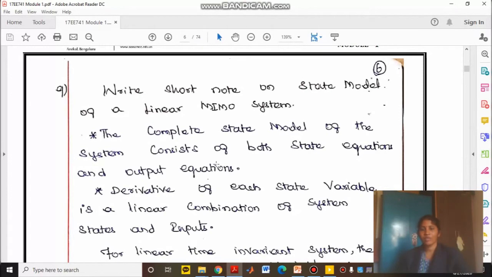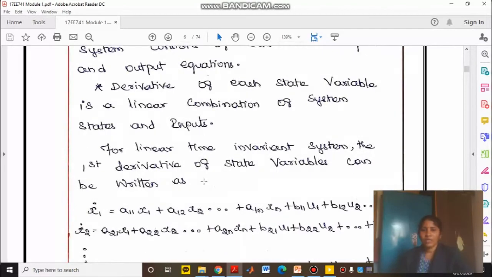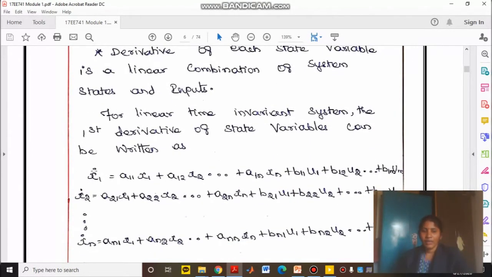Suppose they give a problem and ask you to arrive at the state model. Then we need to solve for both the state equation as well as your output equation. So here, when you look at a multiple input and multiple output system, x is the representation of your state variable. Always the state variables are represented using first order differential equations. So we are writing it as x1 dot, x2 dot, x3 dot until xn dot.